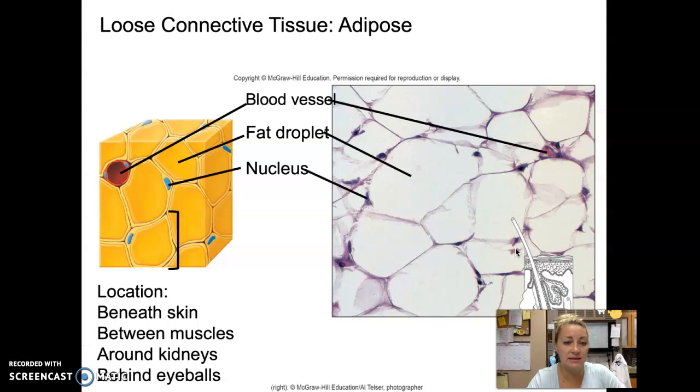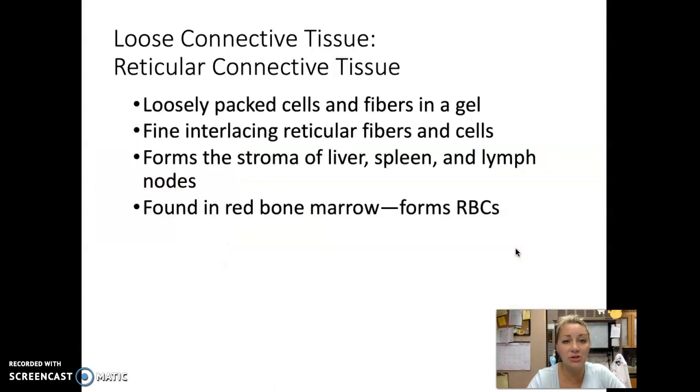Where would you find these things? Under your skin, between all of your muscles, around your kidneys, behind your eyeballs. It is for protection as well.